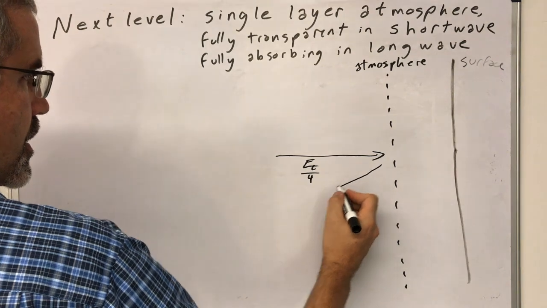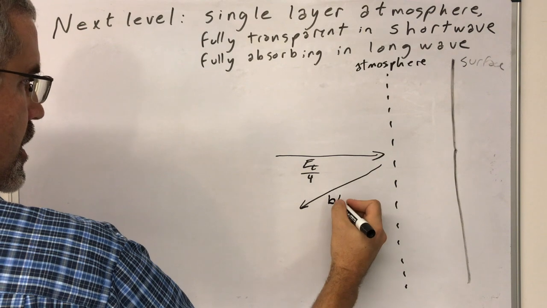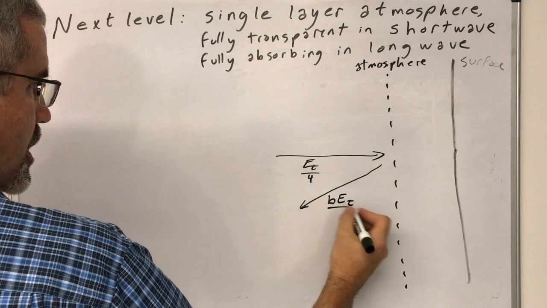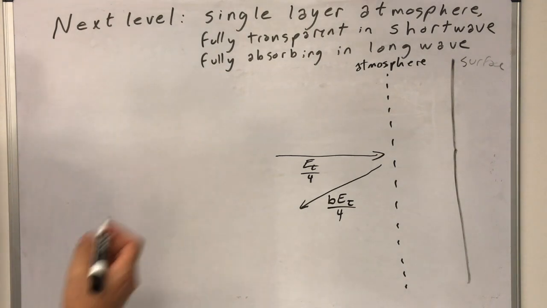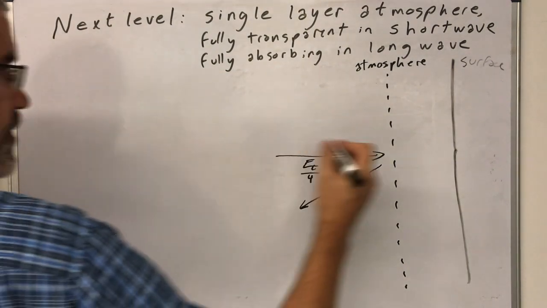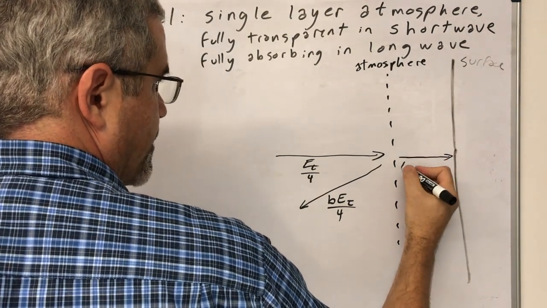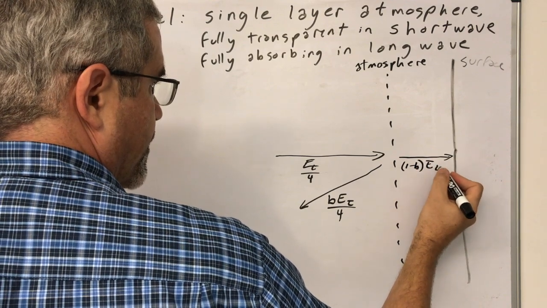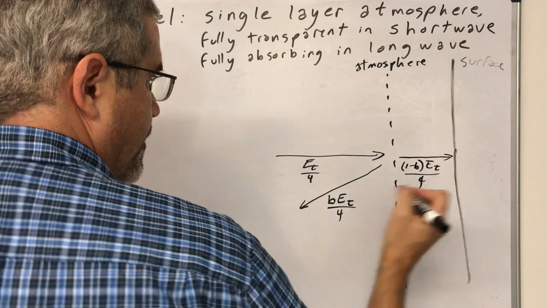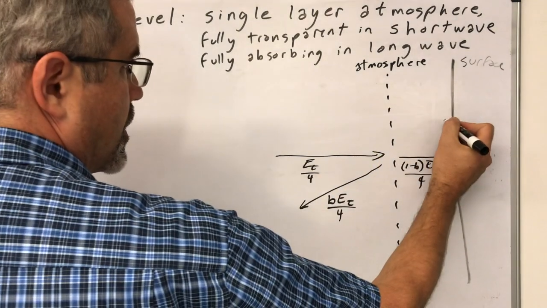Now we're going to draw a bunch of arrows, and then we'll be able to write equations just by counting up the arrows at every layer. So we have E sub t over 4 coming in, where the 1/4 comes from the fact that this is the average energy hitting a unit of area, and we learned above that it's 1/4 of the incident area, with E sub t over 4 times b bouncing off, and E sub t over 4 times 1 minus b making it through. All of that energy gets absorbed by the surface, so that is the end of our shortwave line.